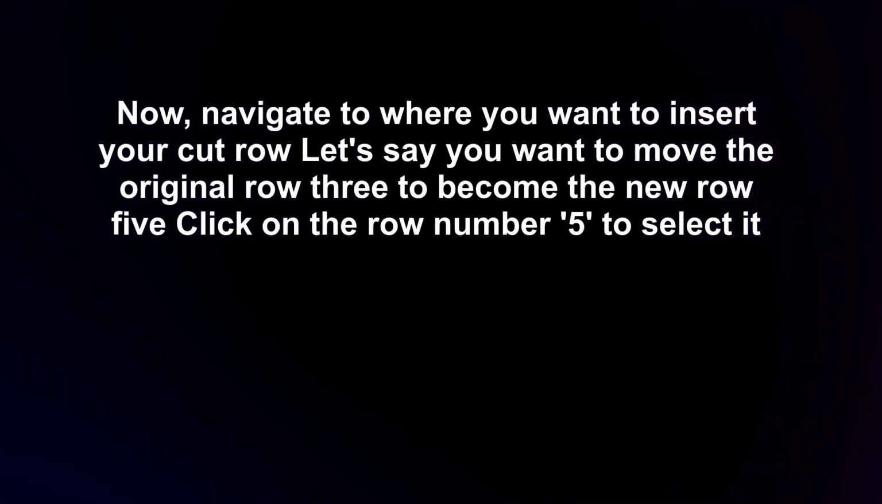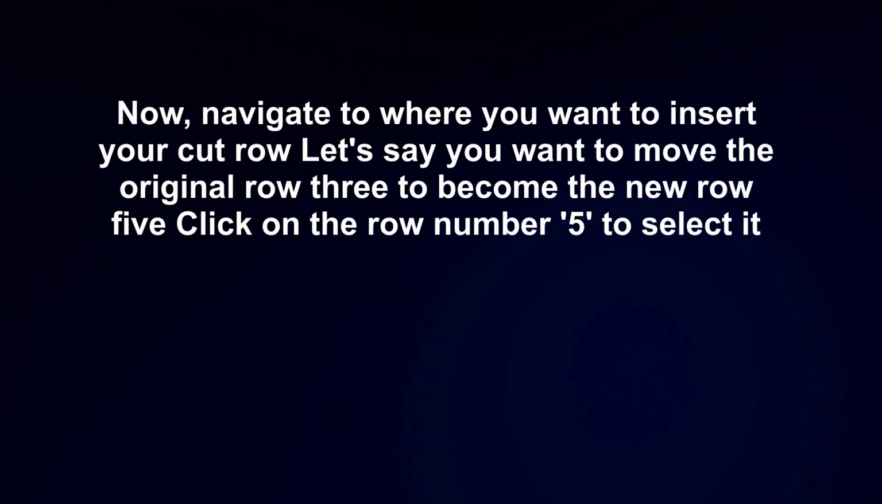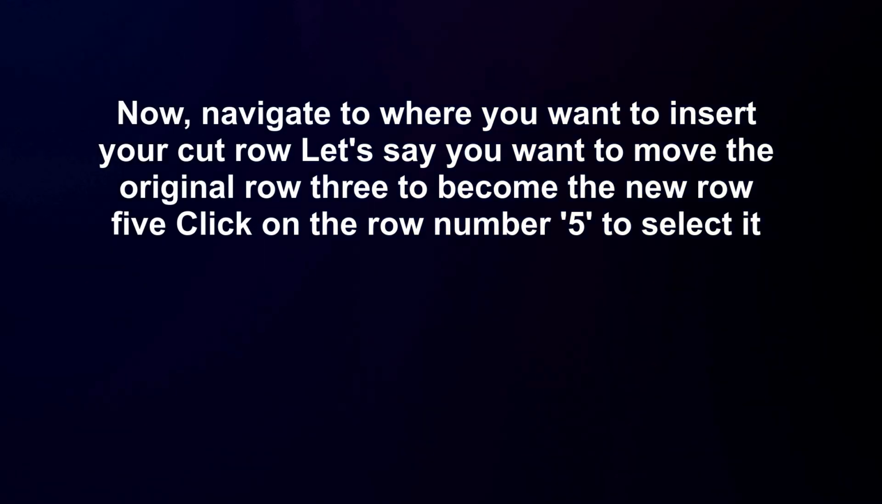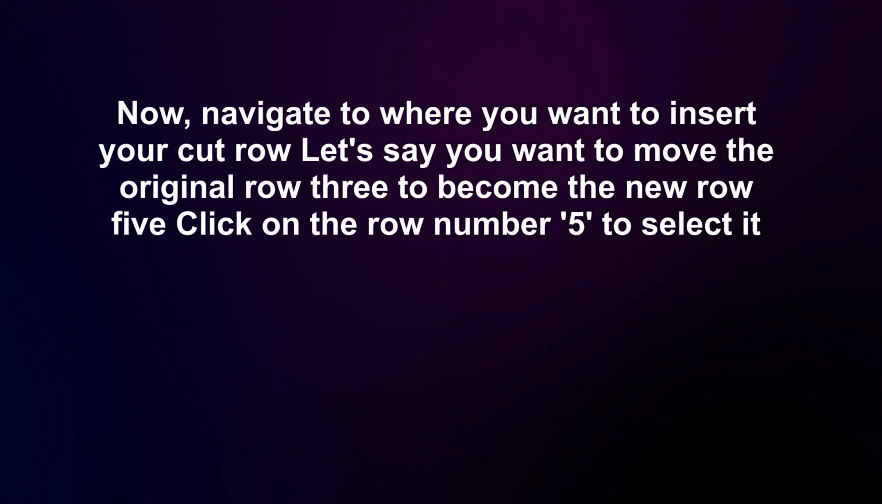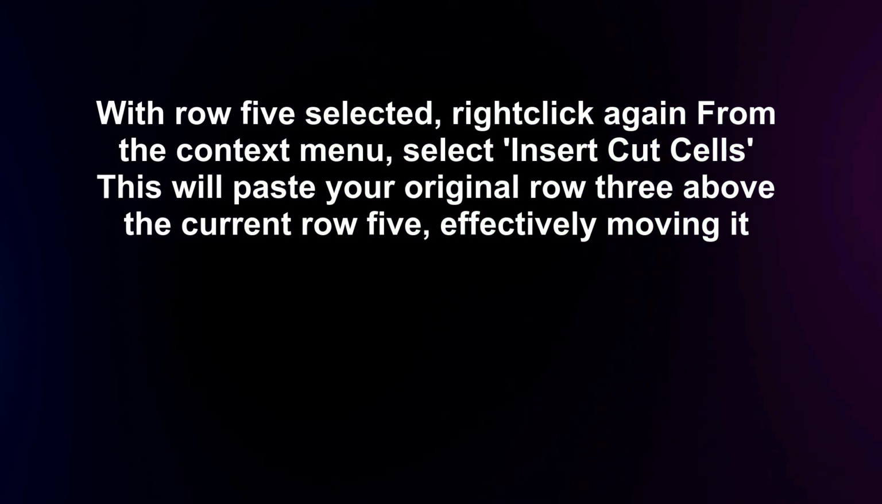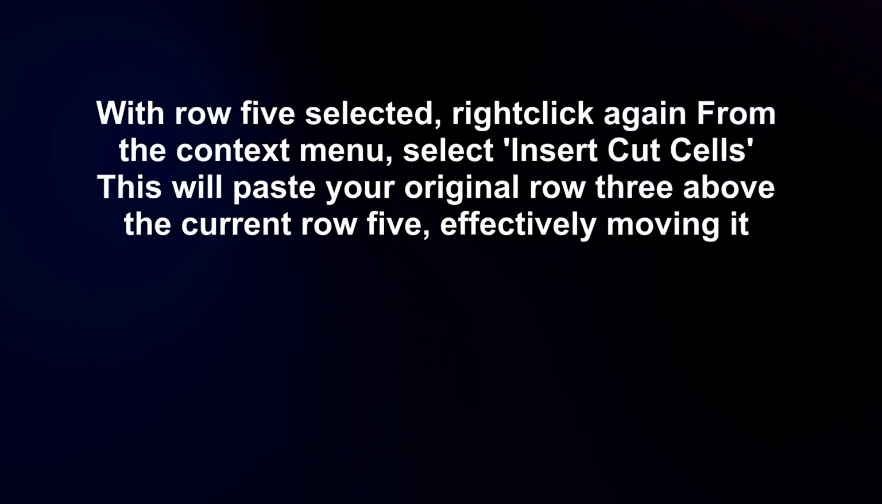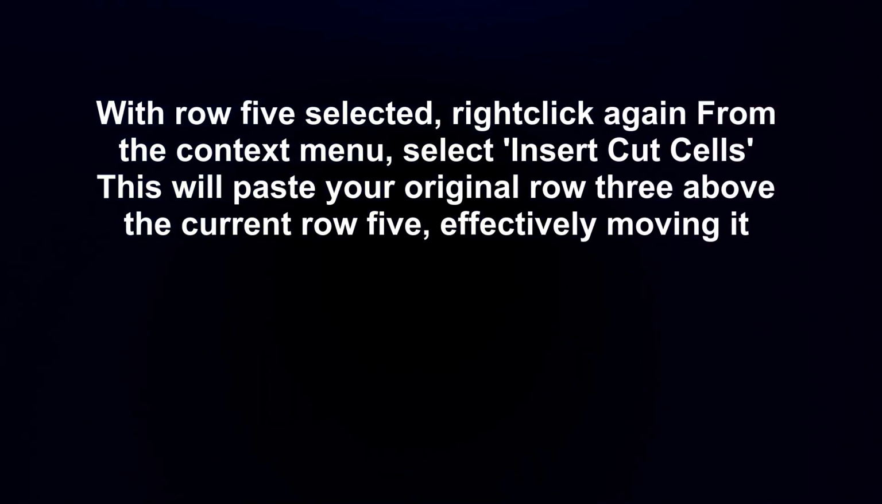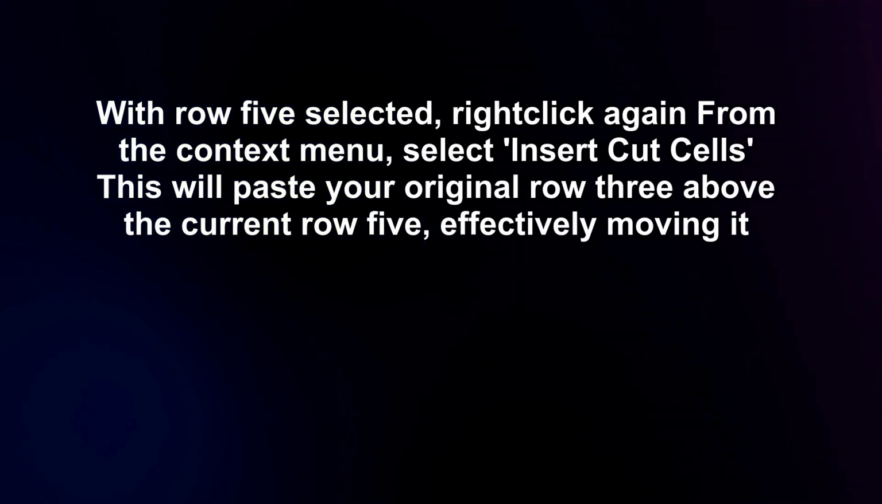Now, navigate to where you want to insert your cut row. Let's say you want to move the original row 3 to become the new row 5. Click on the row number 5 to select it. With row 5 selected, right-click again. From the context menu, select Insert Cut Cells. This will paste your original row 3 above the current row 5, effectively moving it.